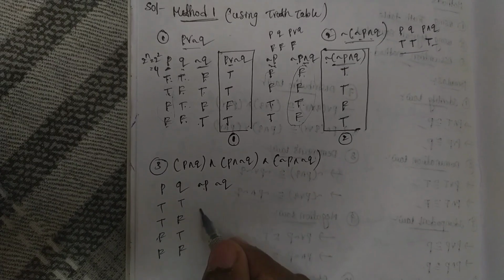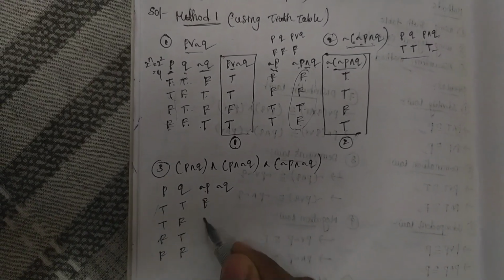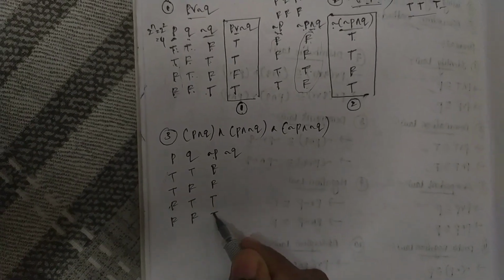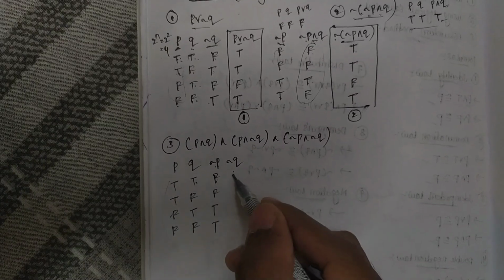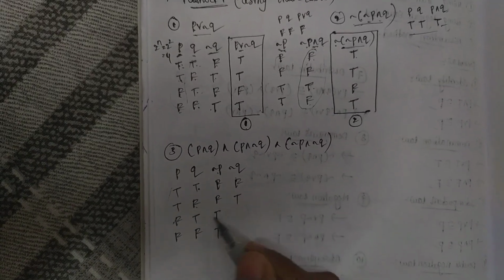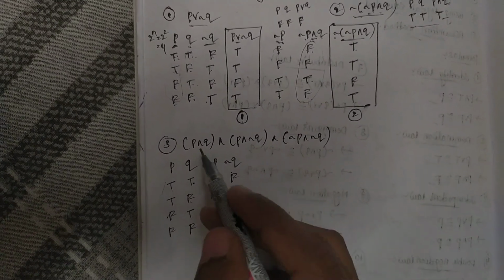Negation P values are the opposite values to P values. So here true means false, false, true, true. And negation Q values are the opposite values to Q. So here true, we write false; here false, we write true; true means false, false means true. Now we have to do P and Q.